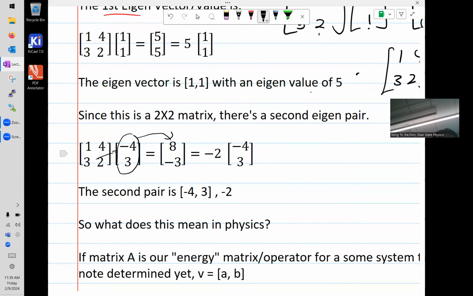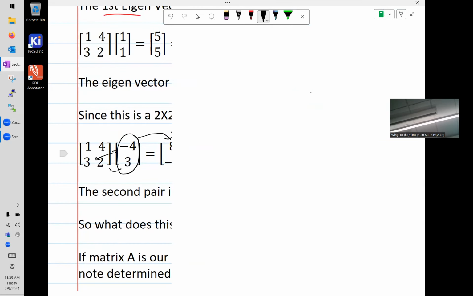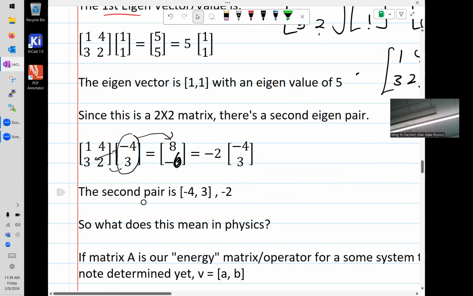That's not right. That's negative 12. This is negative 6. Sorry. I'm fixing my mistake as I go along. Okay, 8, negative 6. Well, that's actually proportional to negative 4, 3, because if you factor out this negative 2, then you get negative 4, 3. Okay. So the second eigenvalue for this matrix is negative 2, and the second eigenvector corresponding to the eigenvalue negative 2 is actually negative 4, 3.